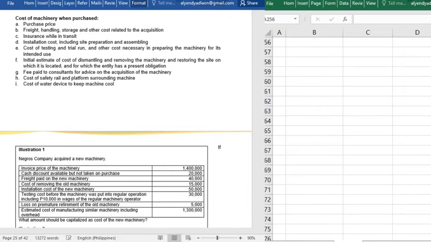Hello everyone. So this is part 2 of our lesson 2 and we will discuss machinery. Now, what are the costs to be chargeable to the machinery account?